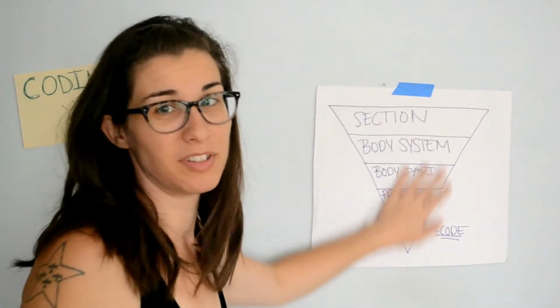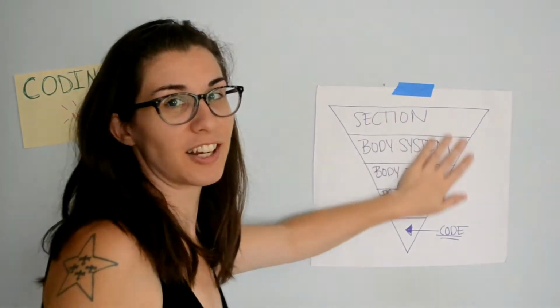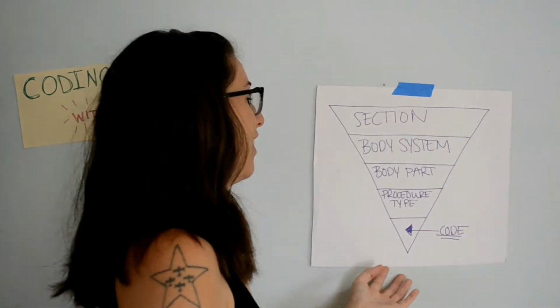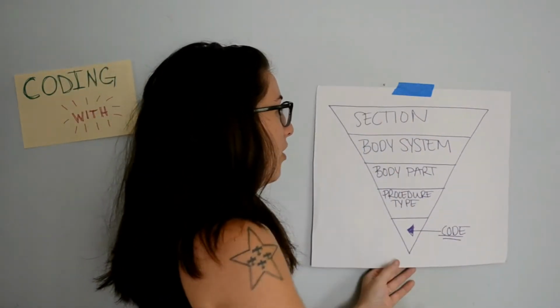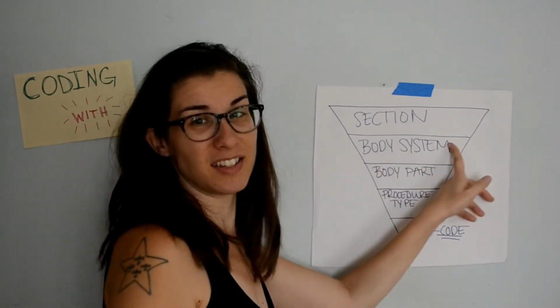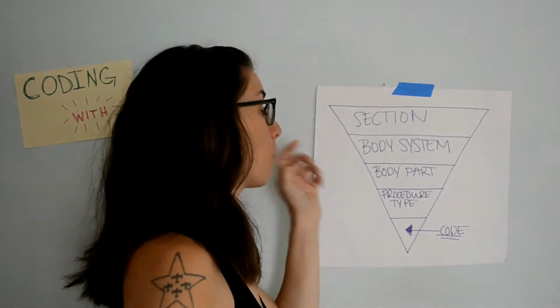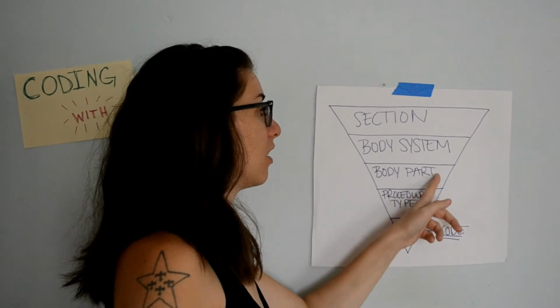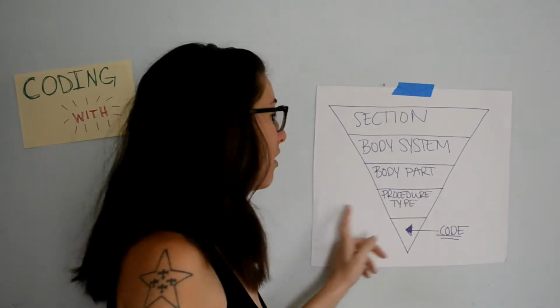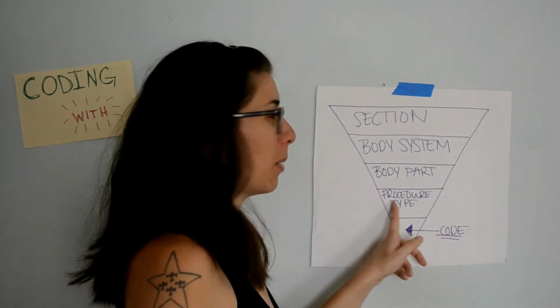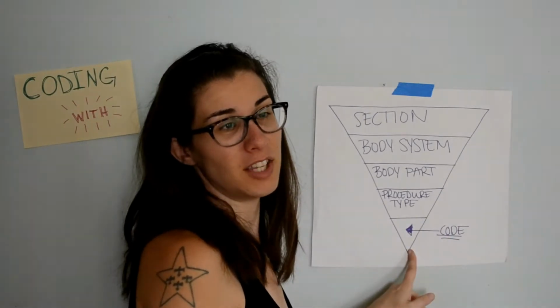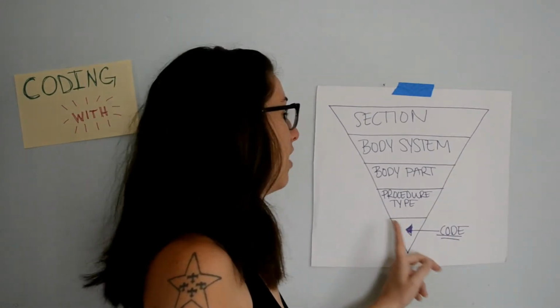So that's how the book is set up, or at least in the surgery section. That is how we look at it. So essentially it is by body system, further separated into body parts, then by procedure type, and then each variation of that procedure has its own code.